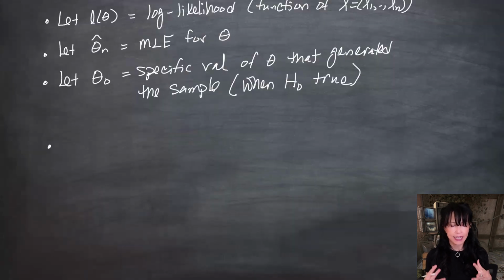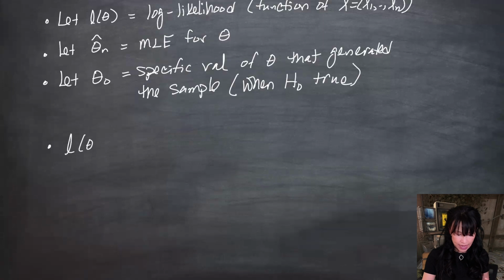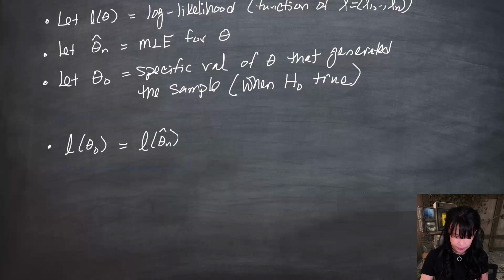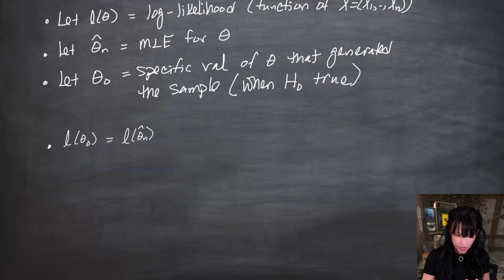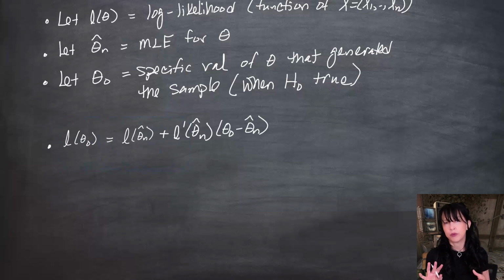I'm going to look at a Taylor polynomial expansion of the log likelihood. I am going to evaluate it at this theta naught, and I'm going to center it around the MLE. So I'm going to get like an l of theta n hat, plus l prime of theta n hat times theta naught minus theta n hat. Kind of doing this backwards.